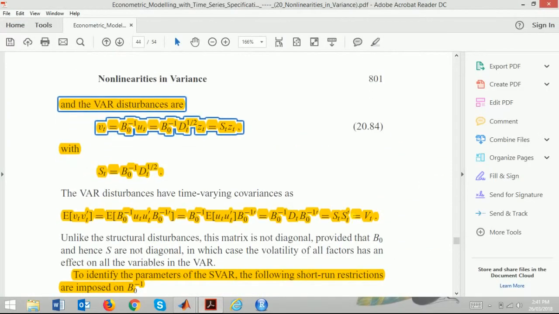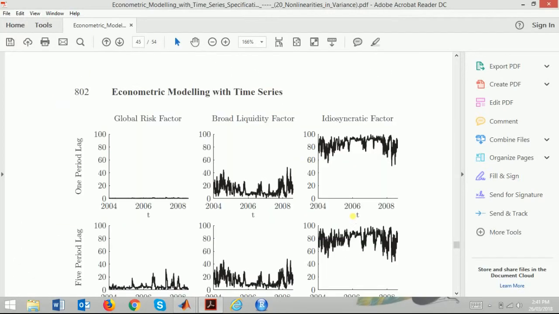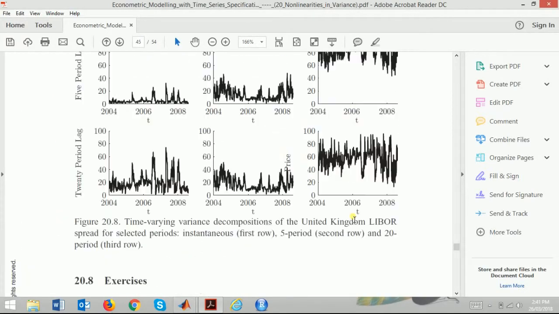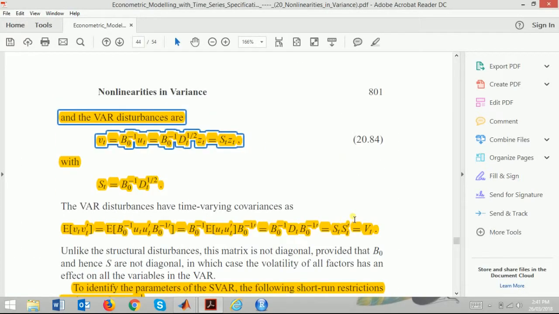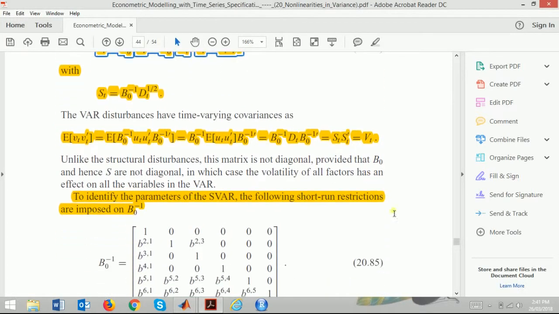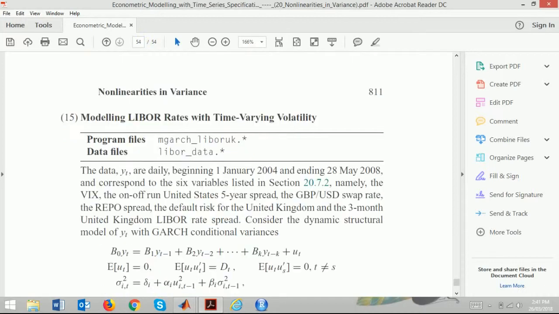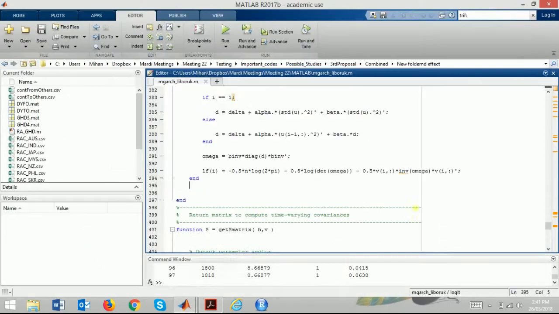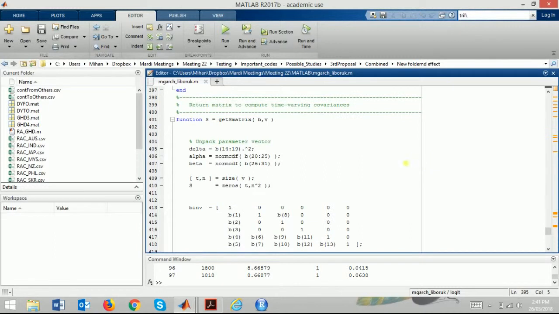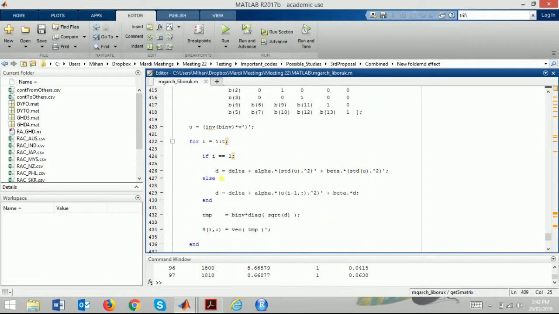And the log likelihood function looks like this. Yeah, this is just the regular log likelihood function. Fine. Return matrix to compute time varying covariance. Get S matrix. Unpack, same unpacking, same restrictions, same equation as before.